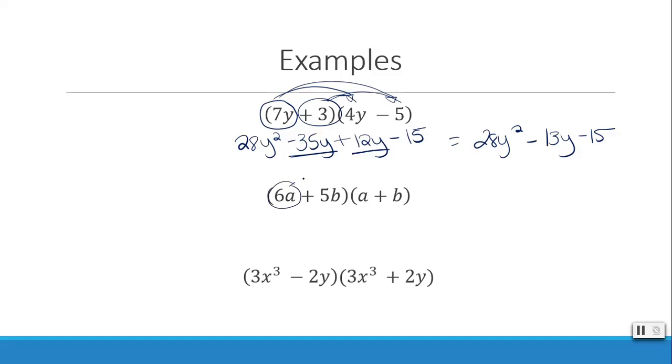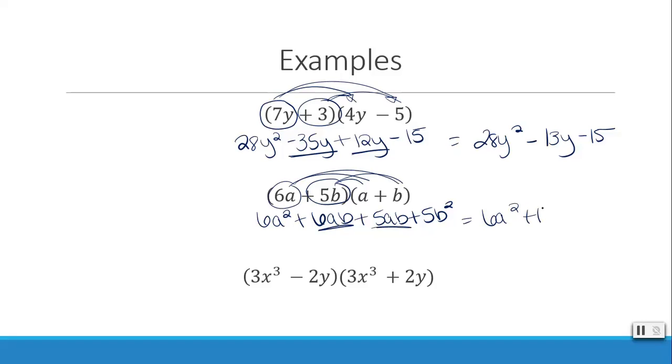Same thing, I'm going to take 6a and distribute it to both of these two. So that's going to give me 6a times a is a squared plus 6ab. Then I'm going to take 5b and distribute it. So that's going to give me 5ab and then 5b squared. Next, I'm going to combine my two in the middle. So this is going to give me 6a squared plus 11ab plus 5b squared.